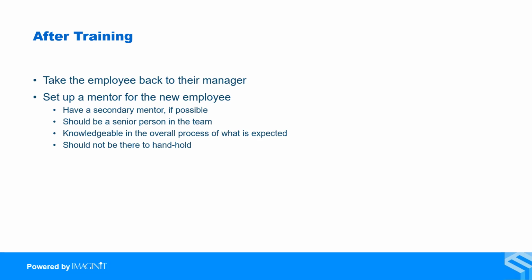They need to be knowledgeable in the overall process of what's expected, and they should not be there to handhold. Again, a mentor is not there as a handhold to help employees through things. They're there to provide guidance quickly and get the employee back on track.